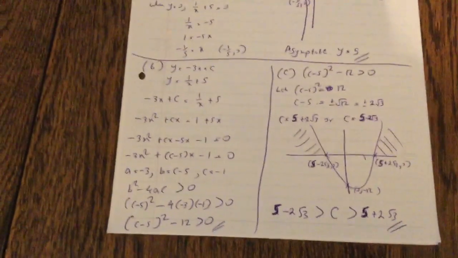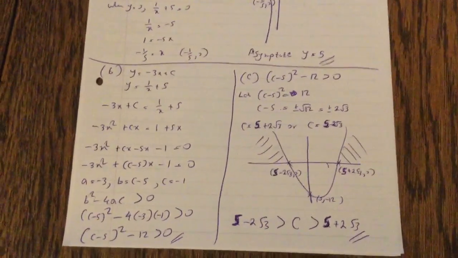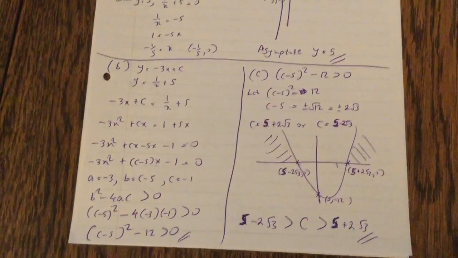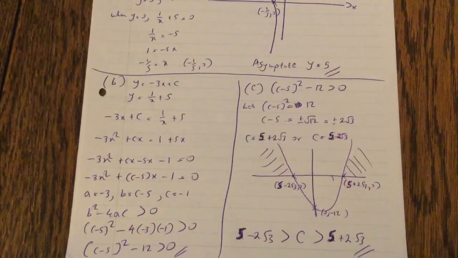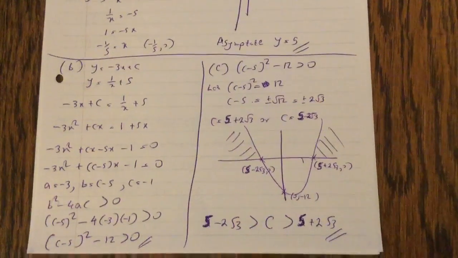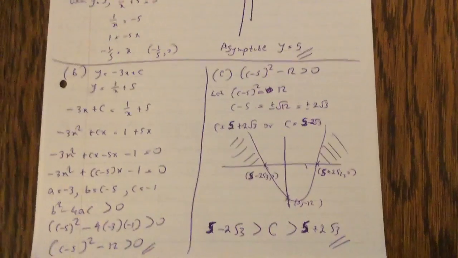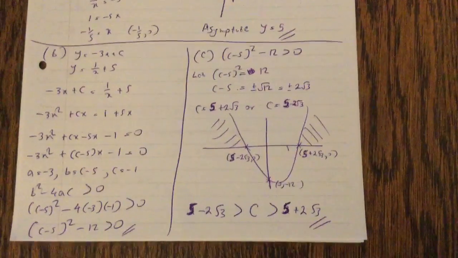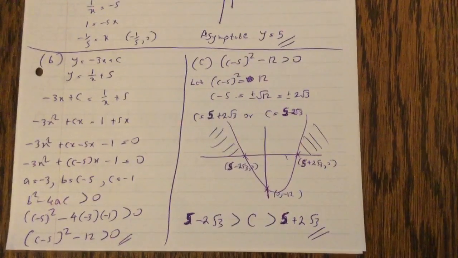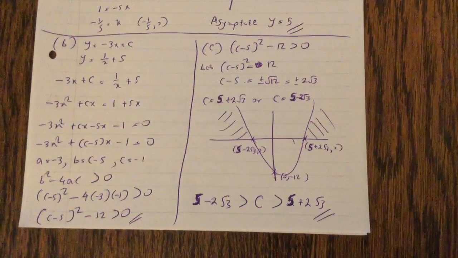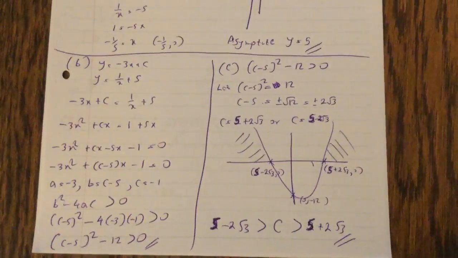So that means b squared minus 4ac is greater than 0 because there are two intersections, and then you work out what b squared minus 4ac is. It happens to be (c minus 5) squared minus 12 greater than 0. And you work out the critical values, which are 5 plus 2 root 3 or 5 minus 2 root 3, and you sketch the graph. And it has to be greater. You set the greater region, and the inequality is c greater than 5 plus 2 root 3 or c less than 5 minus 2 root 3.